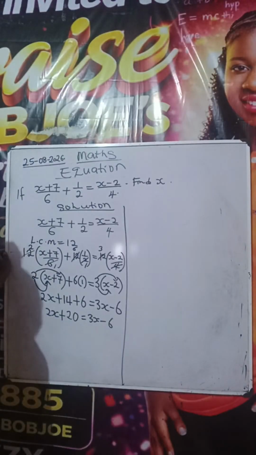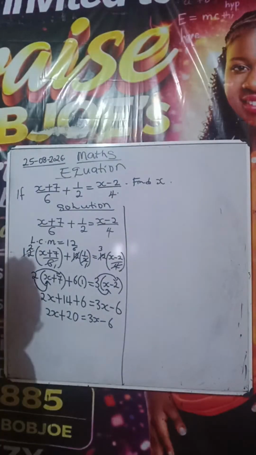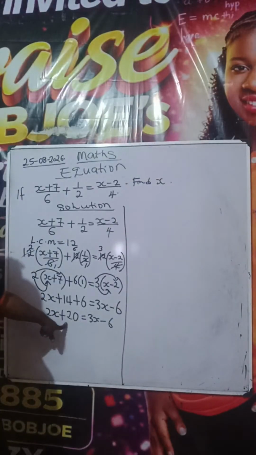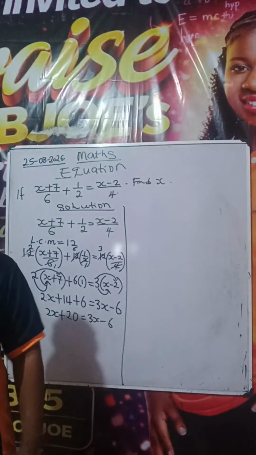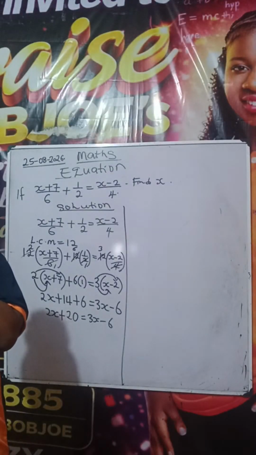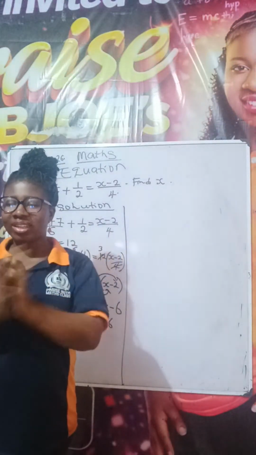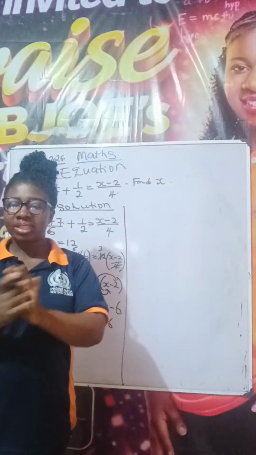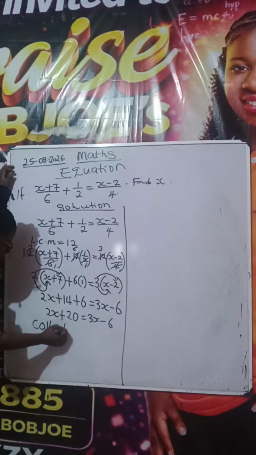So what do we do? I need to bring it up here. Okay, but before that, so what do we do? X is here. 20 and 6. So we need to do something. So what do we do? Group like terms, either we say group like terms or collect like terms, we are saying the same thing. So I'm going to say collect like terms here.